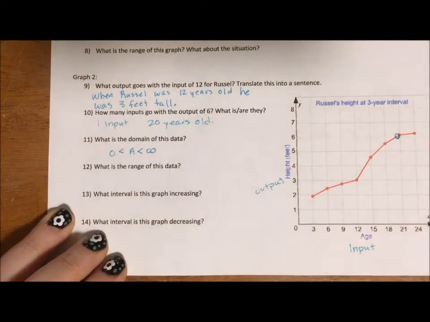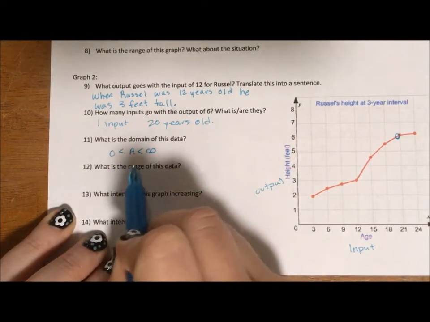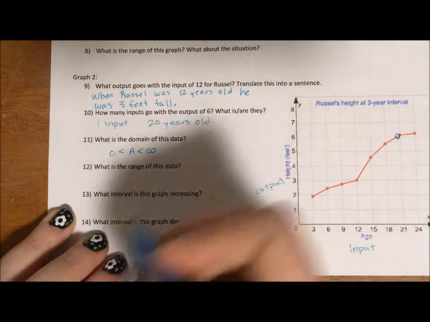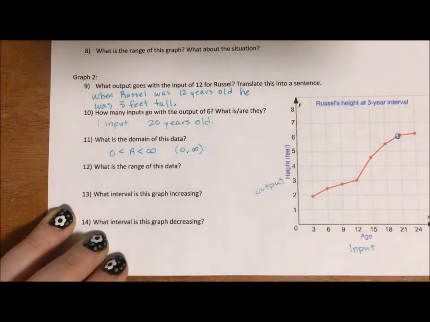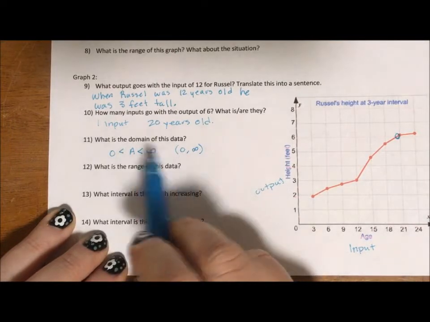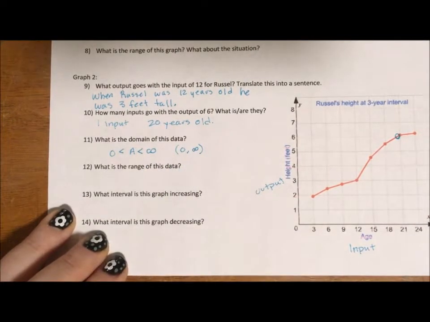This doesn't mean I think Russell's going to live forever. It doesn't mean I think he's going to live to some infinite age. Infinity can be used just to mean unknown. I don't know how old he's going to be. Because I don't have the equal signs, if I were to do this with intervals, I would say 0 to infinity. You don't have to do interval notation, but it is good to recognize that these two items mean the same thing. Now it says, what is the range of the data?